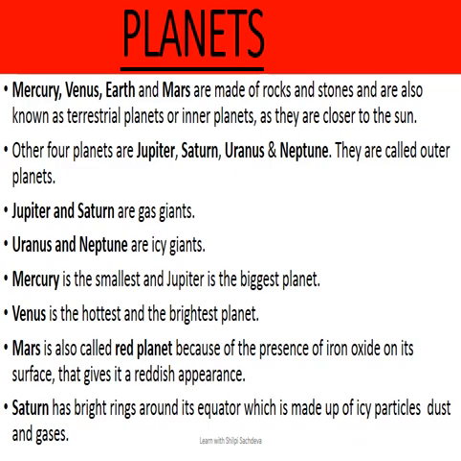Jupiter and Saturn are gas giants. Uranus and Neptune are icy giants. Mercury is considered the smallest and Jupiter the biggest planet. Venus is the hottest and the brightest planet, whereas Mars is also called the red planet because of the presence of iron oxide on its surface, which gives it a reddish appearance. Saturn has bright rings around its equator, which are made up of icy particles, dust, and gases.